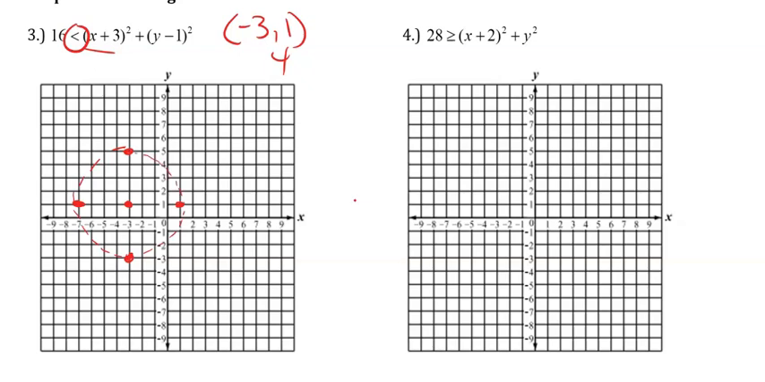How do I find all the radiuses if the numbers and stuff are blocking the way? I just counted. I counted the tick marks.